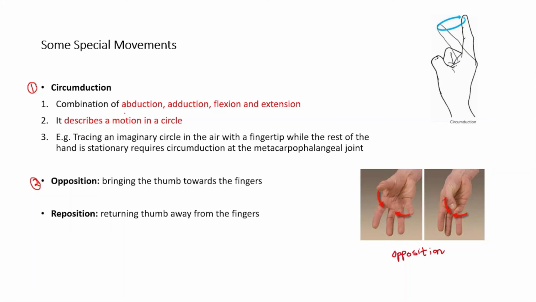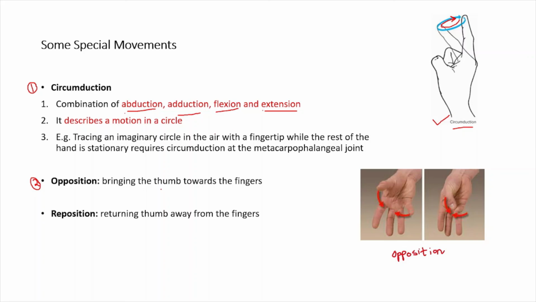Circumduction is actually a combination of four types of movements, that is abduction, adduction, flexion and extension. It is a motion that describes a circle. Suppose on the right hand side, this is what is called circumduction. If you rotate the fingertip about an imaginary circle at the metacarpal joint while keeping the rest of the hand stationary, this is called circumduction.